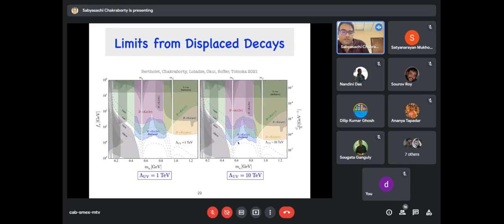So overall, the point that I'm trying to make is that using both prompt and displaced searches, one can look for axions using the B physics results, rare B decays, and the bounds that you can get are around 1 TeV or 10 TeV, depending on what UV scale you consider. So this not only fills up certain blank patches in the parameter space, but this is also comparable to the beam dump experiments, which is shown by this gray line.